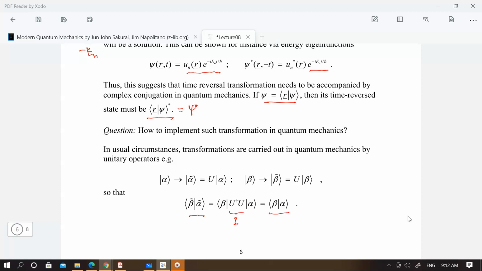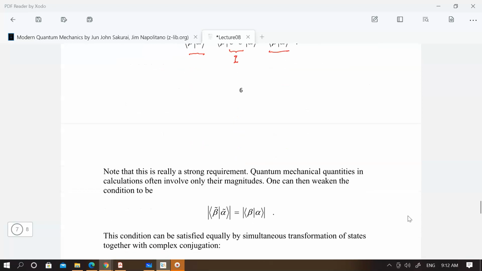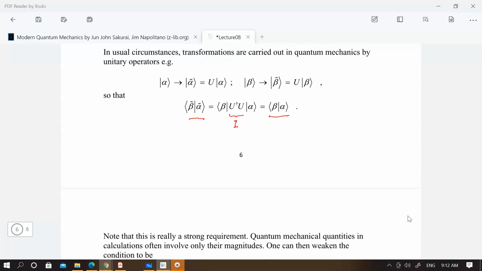Essentially all your symmetries inside quantum mechanics are mostly given by unitary operators. But how can we implement the time reversal case? Well, in this particular case, this condition is actually a strong condition, because it's a condition on the inner product.